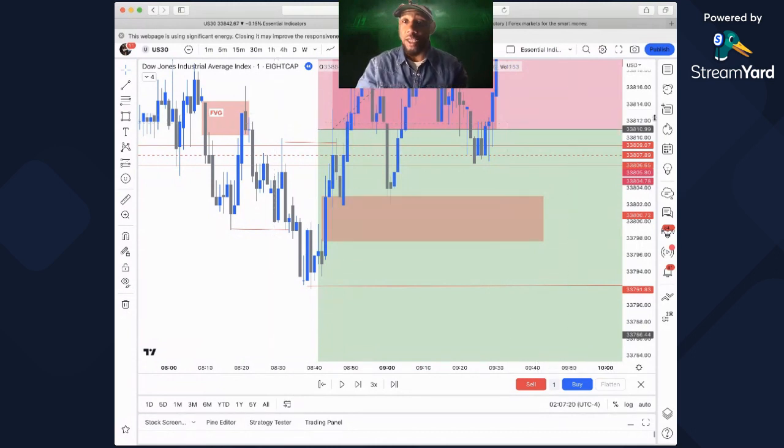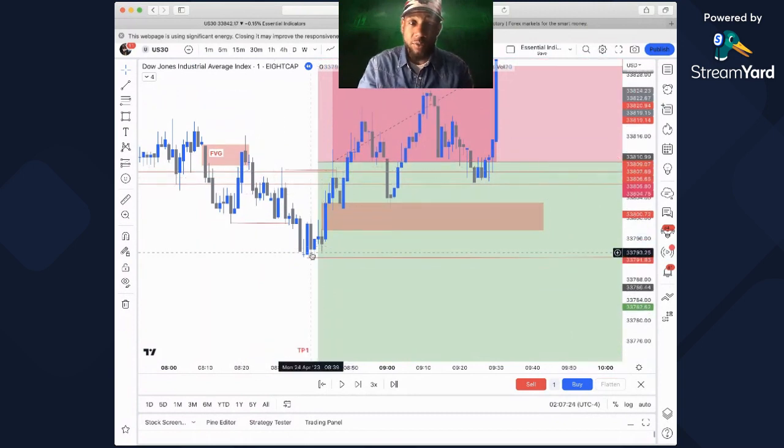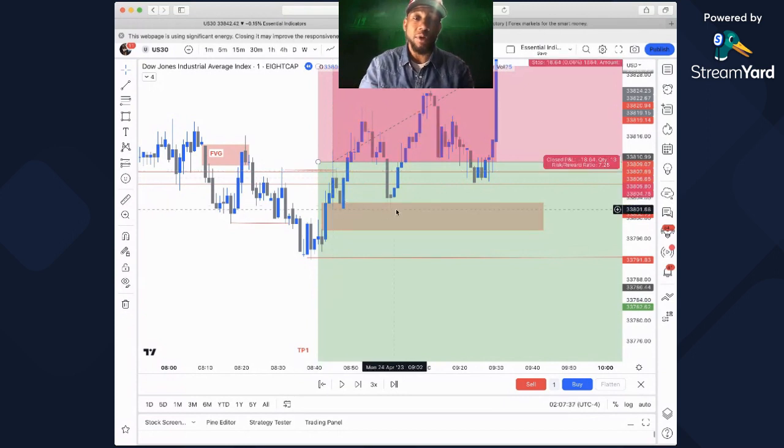Okay. And as I always say, note that structure got broken here. If you got in this trade right here for a buy, you would be good. Yes, you would be good. But we wait for price to dip back into the fair value gap so we have a better risk to reward, right?